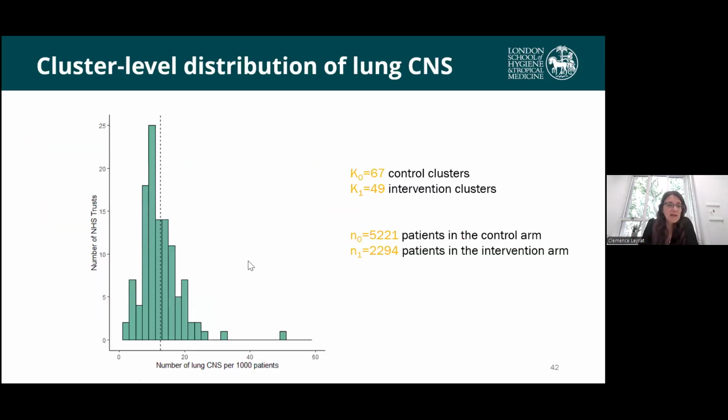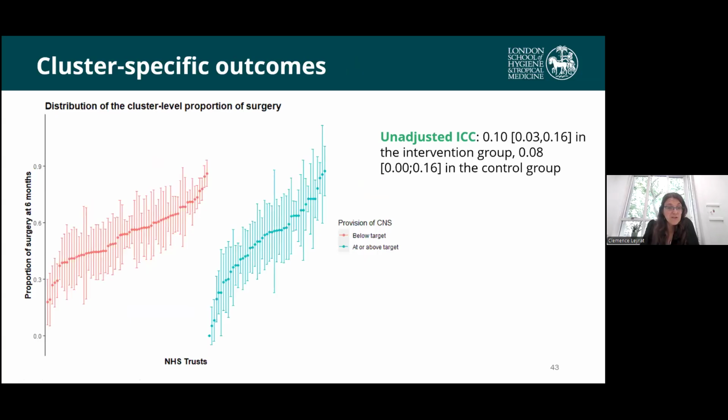If we look at the cluster level distribution of lung cancer nurse specialists, the dotted line is the threshold, so our NICE guidelines, and we see that except for a few outliers, it's roughly normally distributed. So we had 67 control clusters and 49 intervention clusters with 5,000 patients in the control arm and 2,000 in the intervention arm. Then we looked at the distribution of the outcomes, so the proportion of surgery per cluster.